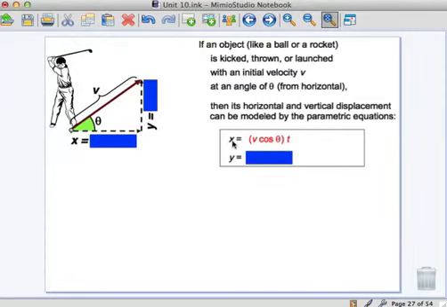So your x formula would be your magnitude times cosine theta, and theta is in degrees. For all of the problems that we're going to look at in this unit, your theta is going to be in degrees. And then times t, and remember our t value is typically your time. And for the y formula, same kind of thing, except we're using sine, okay?